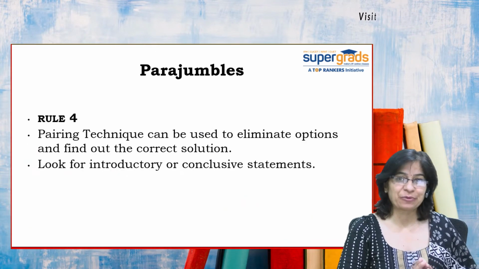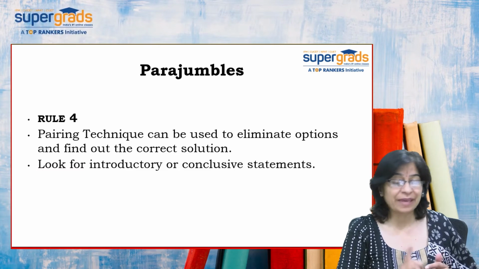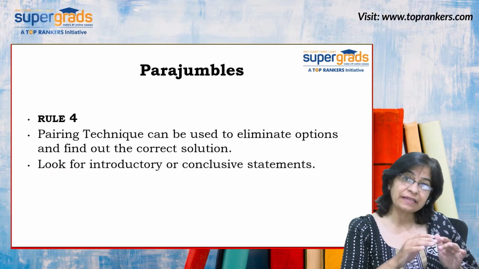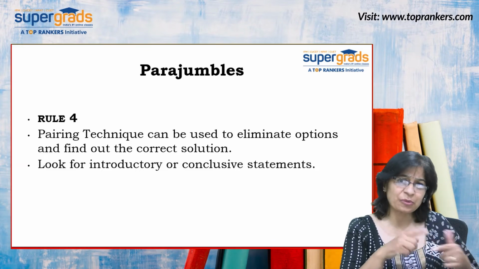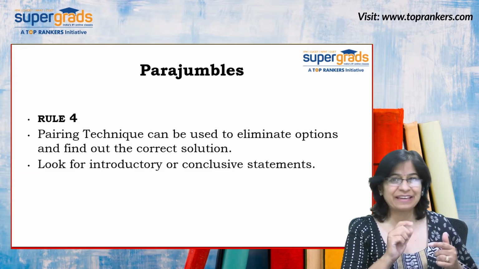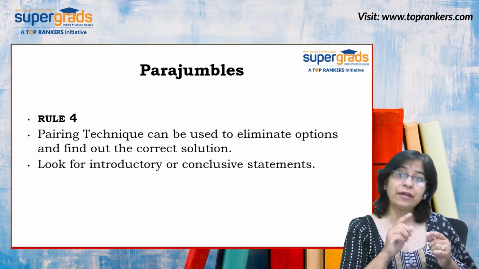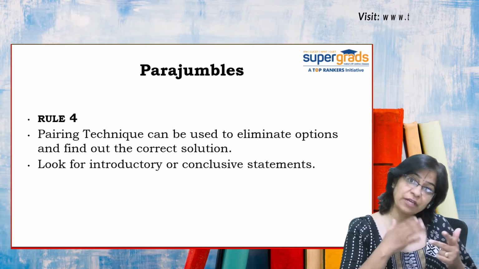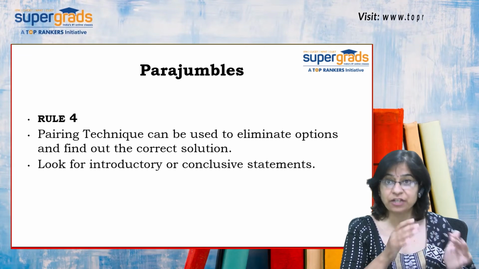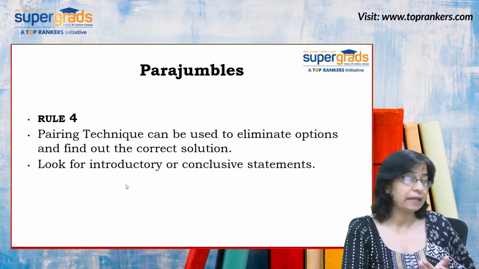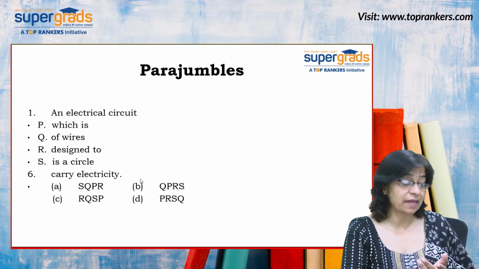Now, let's look at rule number 4. This one is called pairing. Now, the pairing technique will not only help you eliminate the other answer choices, but also help you get the answer very accurately and very quickly. And you can also look for introductory and conclusive statements while trying to unjumble the paragraph. Now, let's look at an example to understand this better.